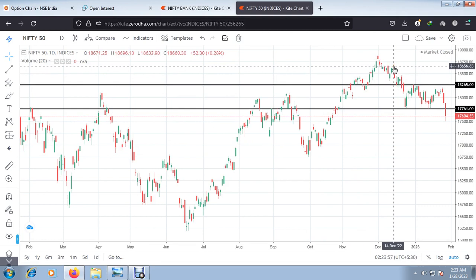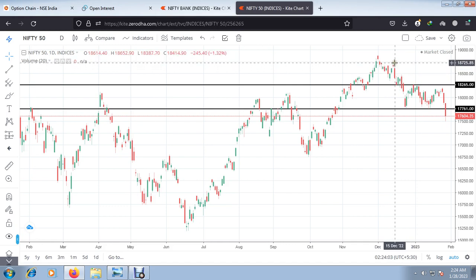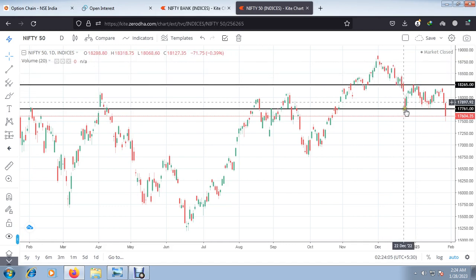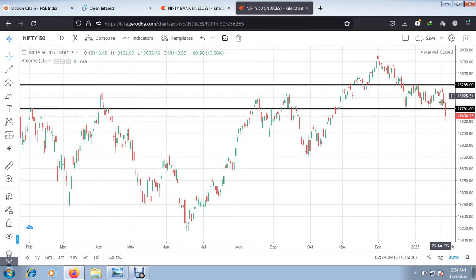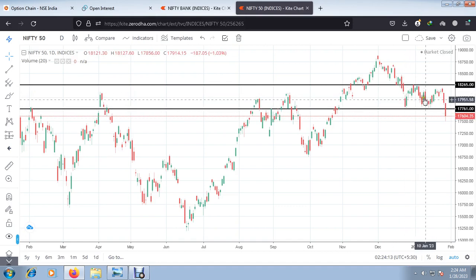Again here it created a lower high. This candle high was 18696, so this was the first lower high. From here it came down, then lower high, lower high, and now the low got breached again. Since this low is broken, the lower high will be this one, this high. So 18265 will be the lower high.